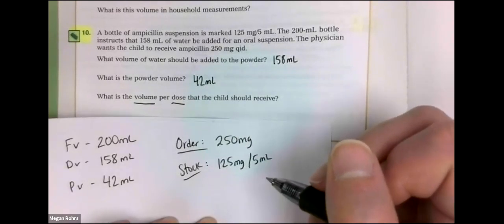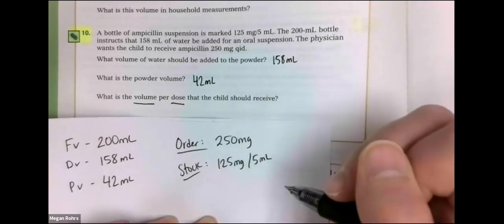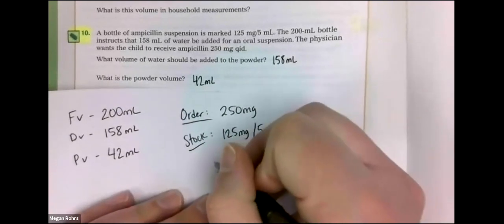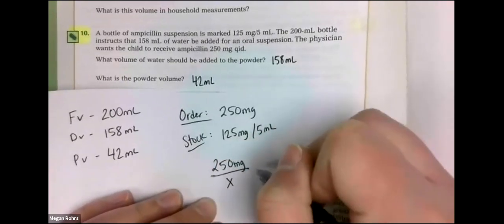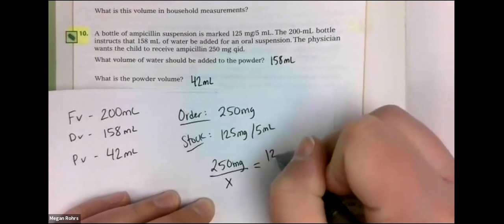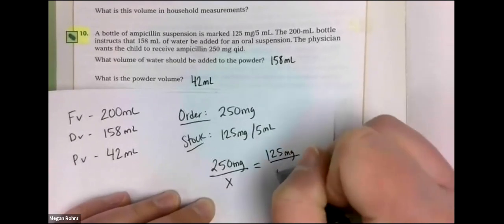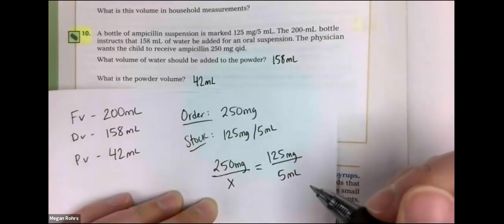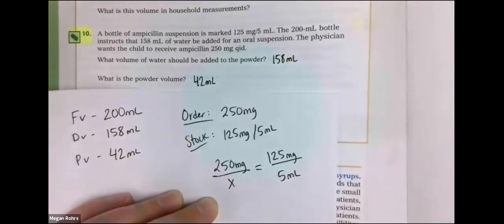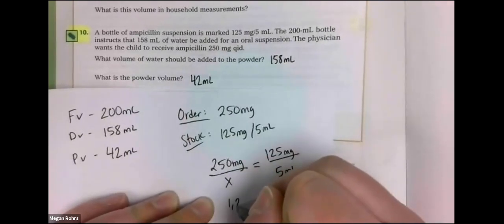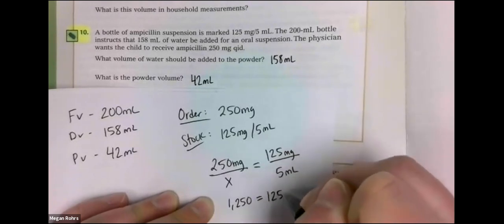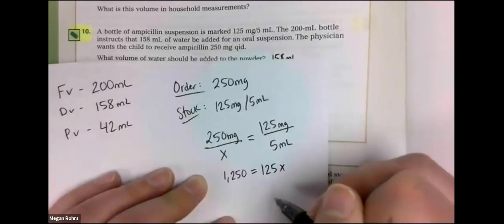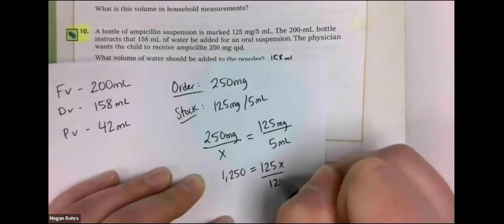Remember, for dose volume, set your order equal to your strength. So the order is 250 milligrams. We're looking for that volume. And we know that we have 125 milligrams per 5 mLs in stock. So 250 times 5 gives us 1,250. And we're setting that equal to 125x. So divide by 125.